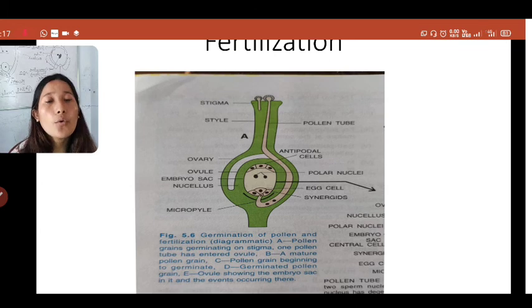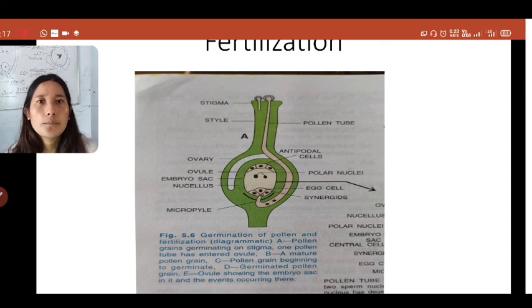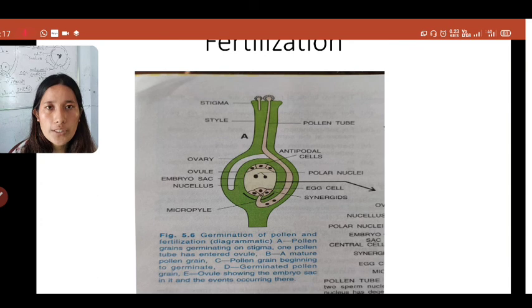Now after fertilization takes place, what happens to the other parts of the flower? Like I told you, your ovule is going to convert into seed, your ovary is going to convert into fruit, and your petals and sepals are going to wither out. Sometimes sepals might even stick with the fruit. So that's all about the process of fertilization.